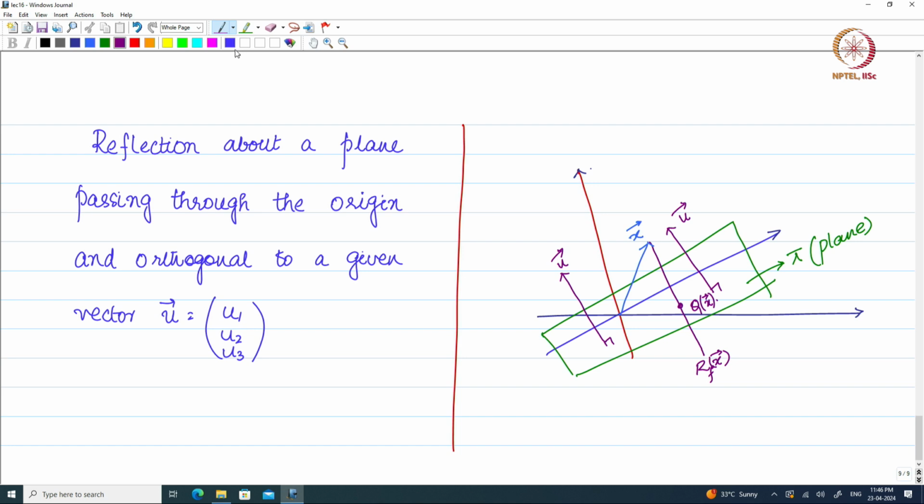Now, what we are going to do is resolve this vector x into two components, one along this direction and one along the plane. This component is already something that I know, because we were looking at the line passing through the origin in the direction of the vector u. We are going to call this the projection of the vector along that direction. We used the same notation p of x in the last class, so we will use the same thing.